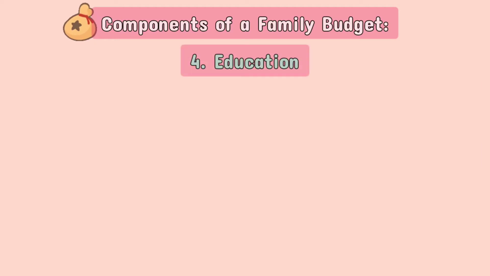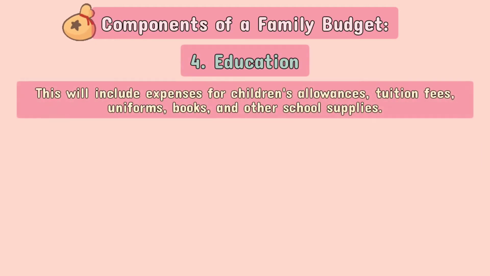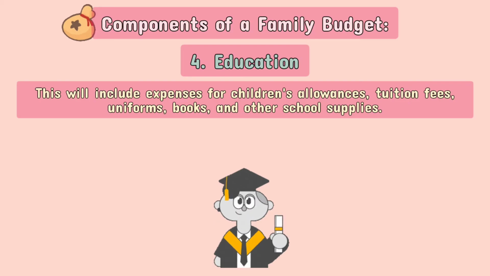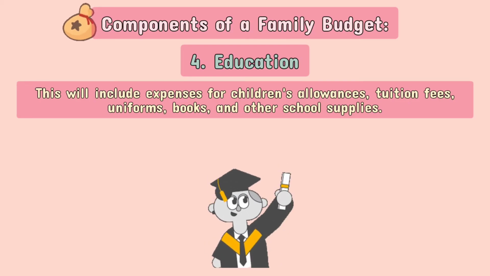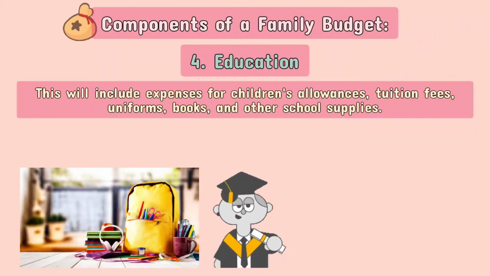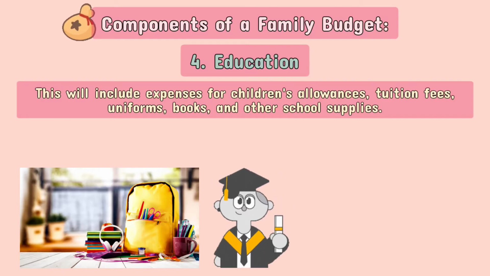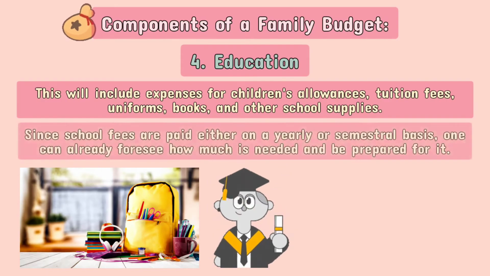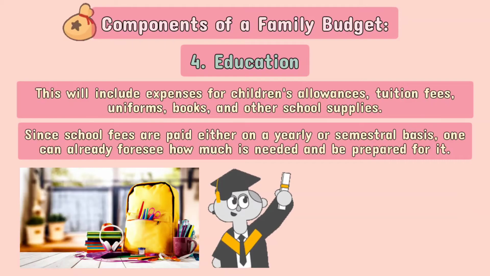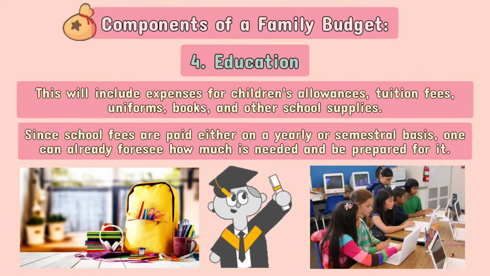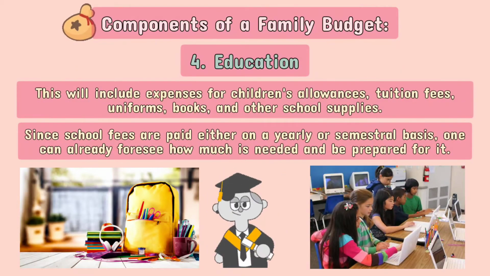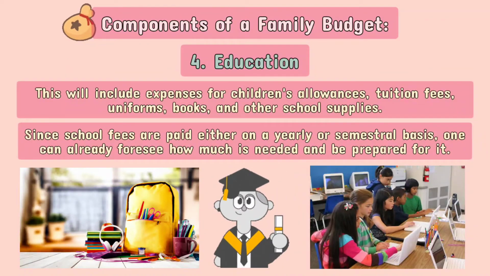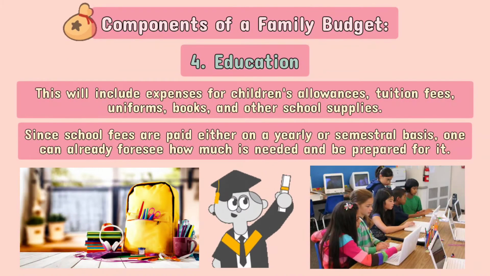Next is education. This will include expenses for children's allowances, tuition fees, uniforms, books, and other school supplies. Since school fees are paid either on a yearly or semestral basis, one can already foresee how much is needed and be prepared for it.